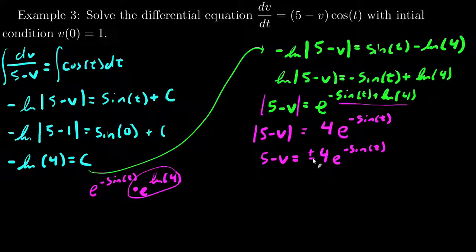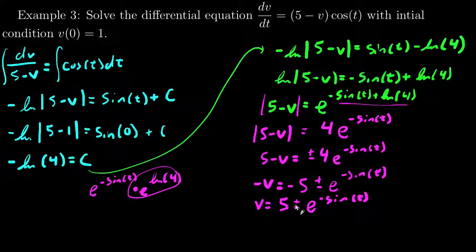Now I'm going to subtract 5 from both sides, and I will get negative v equals negative 5 plus or minus 4 e to the negative sine t. Now I'm going to divide everything by negative 1 to get rid of this negative sign. I'll have v equals positive 5, plus or minus divided by negative is just a minus or a plus. It's the same thing. So plus or minus 4 e to the negative sine t.